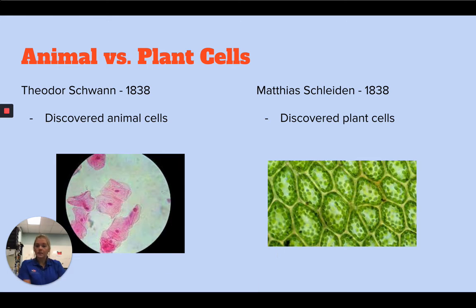There's also different types of cells. There's animal cells and plant cells. Theodor Schwann discovered animal cells, and Matthias Schleiden discovered plant cells. And we're going to learn about the differences between plant and animal cells later next week. One way you can remember who discovered each of these types of cells is that Theodor Schwann discovered animal cells, and the swan is an animal. So that's how you can remember that Schwann discovered animal cells and then Schleiden discovered plant cells.